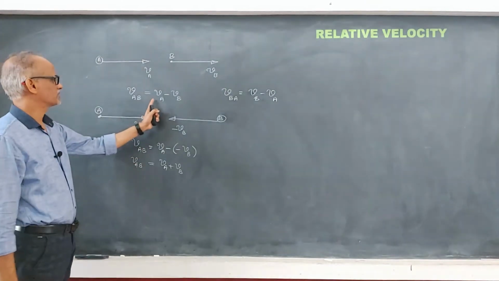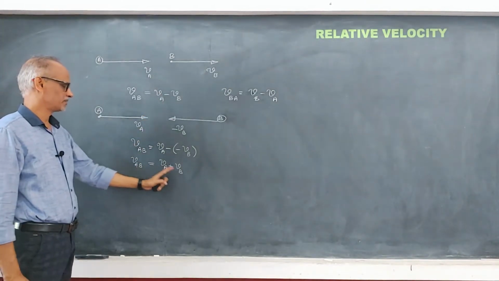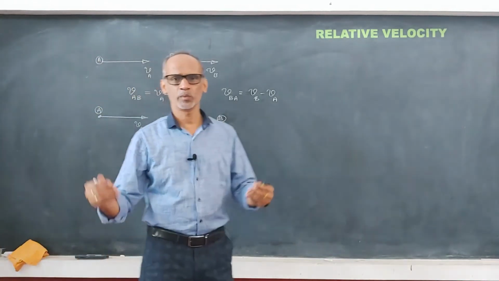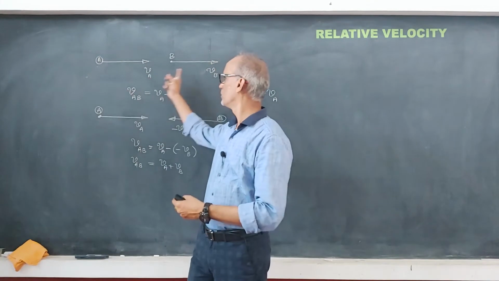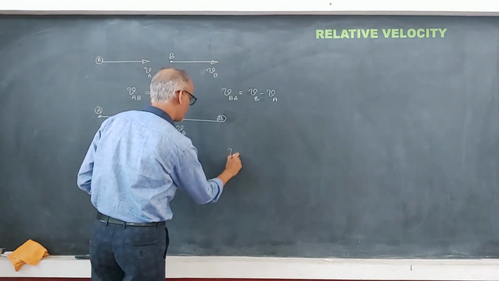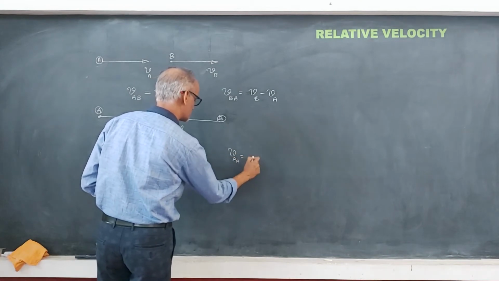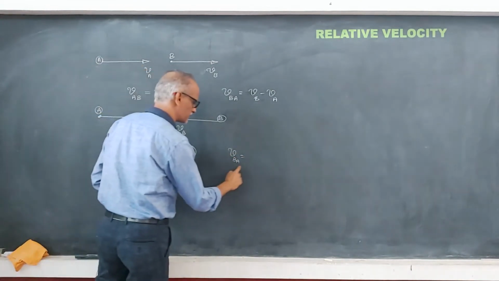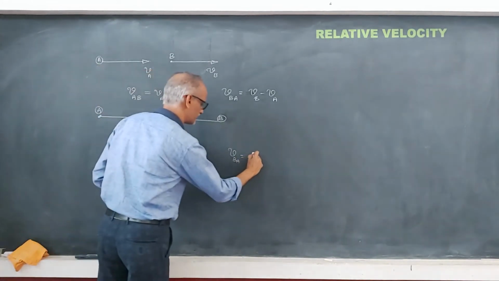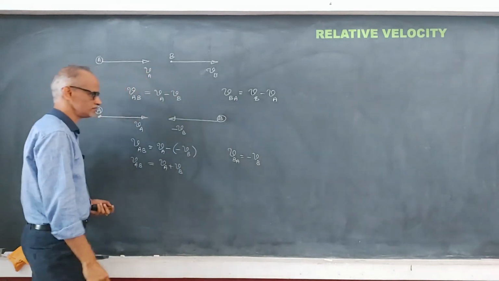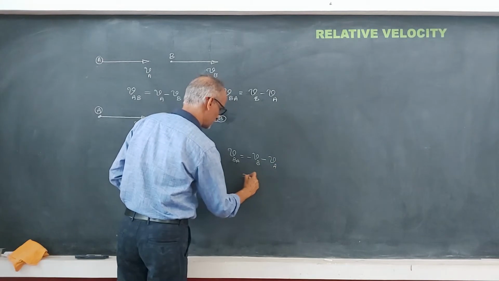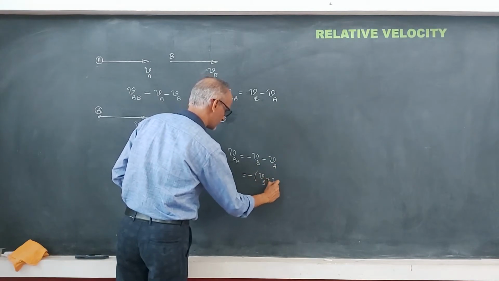So, here you can see it becomes VA minus VB, and here it becomes VA plus VB. Why does it become VA plus VB? Because the two bodies are moving in opposite directions. Here they move in the same direction. How do we write VBA in this case? VBA is nothing but, it is already a minus sign, so it is minus VB, because I have written B first and then A, minus of VA, which is minus VB plus VA.